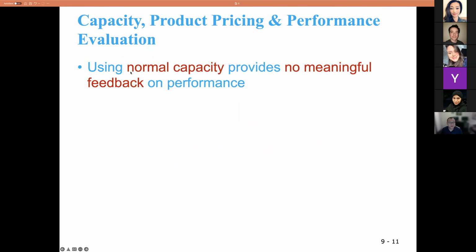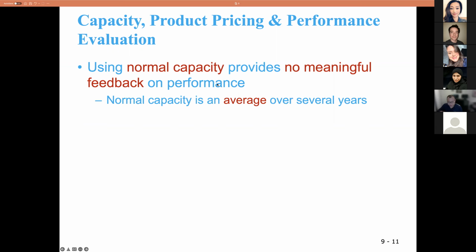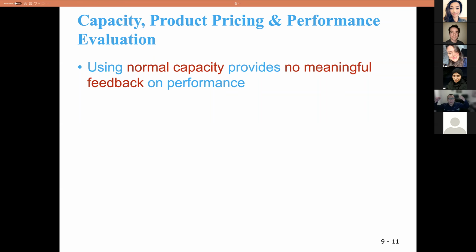When you use normal capacity, it provides no meaningful feedback on performance. Why? Sometimes we need to evaluate our employees and staff. Why does normal capacity not provide meaningful feedback?